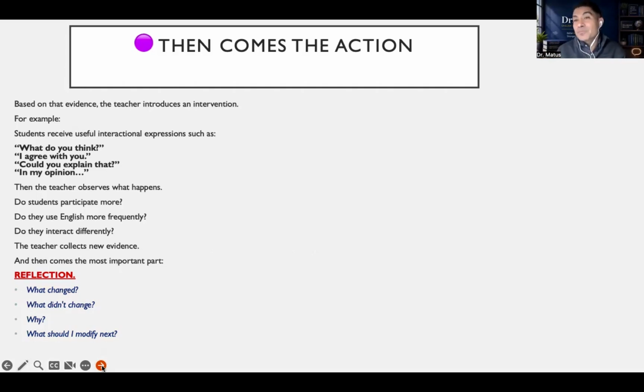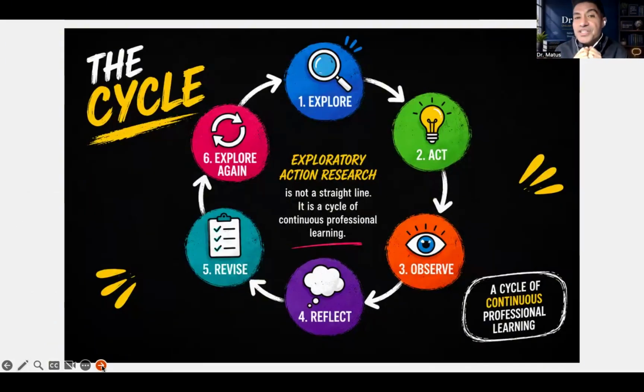And then comes the most important part, reflection. What changed? What didn't change? Why? And what should I modify in the next stage? This is the exploratory action research cycle. Firstly, exploration, remember. Second, act. Then observe. Then you reflect. Then you revise, and then you explore again. A cycle of continuous professional learning. Exploratory action research is not a straight line. It is a cycle of continuous professional learning.